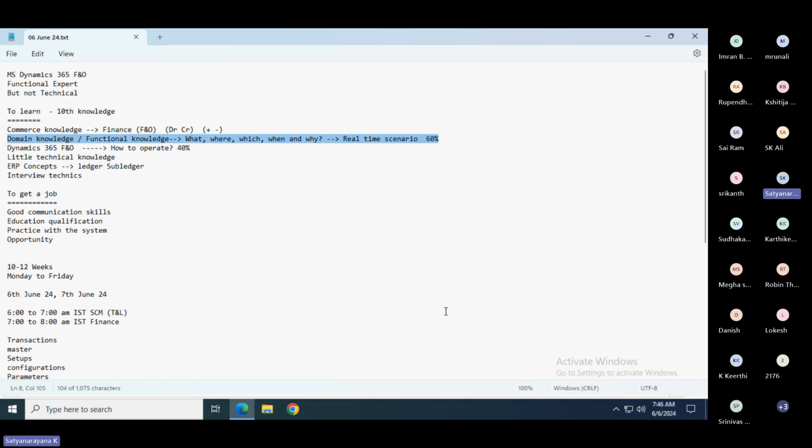We are discussing real-time scenario domain knowledge. Whenever I'm explaining in my teaching, 60% will be this one, and 40% will be this one. That is the reason it will take me around 10 to 12 weeks. In some other institutes, they will teach you in 4 to 5 weeks. They will finish it in 4 to 5 weeks. But I cannot, because I need to focus on this one. This is most important. How to do it is very simple.